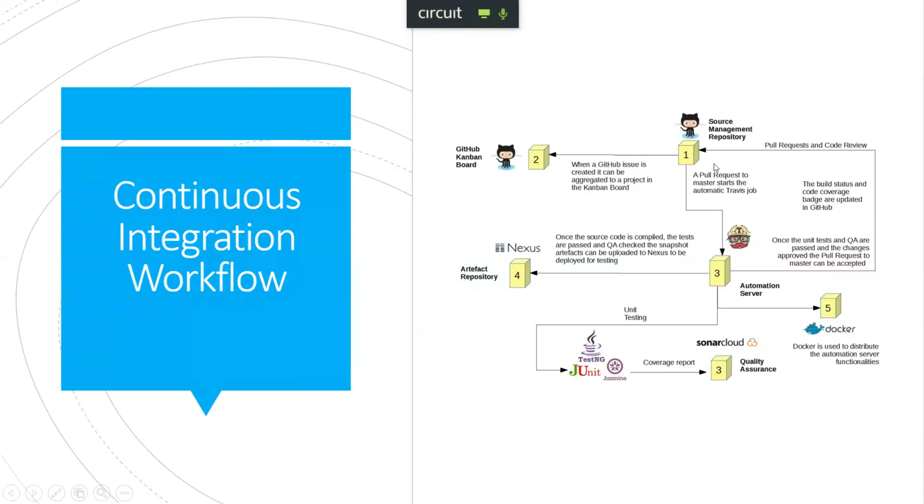you create a new feature, start implementing the feature, and then send the pull request to master. Okay. Then Travis starts acting because it's an automation server which does all the process of building, testing, quality assurance, and so on. And once everything is validated, when the merge is done, the artifacts are uploaded to Nexus.